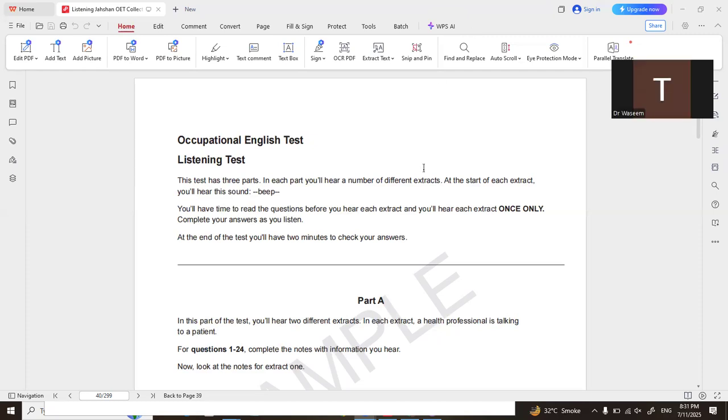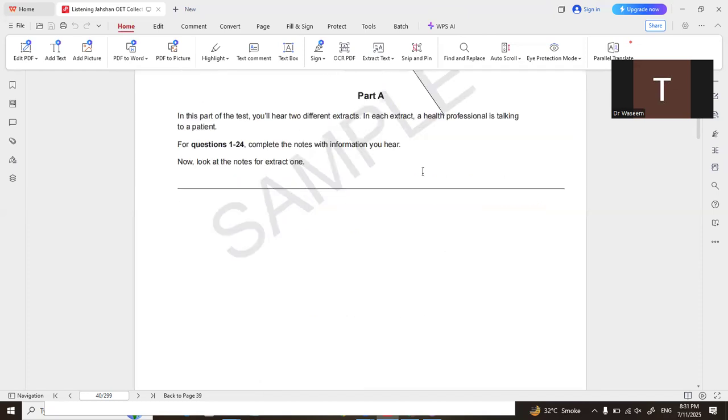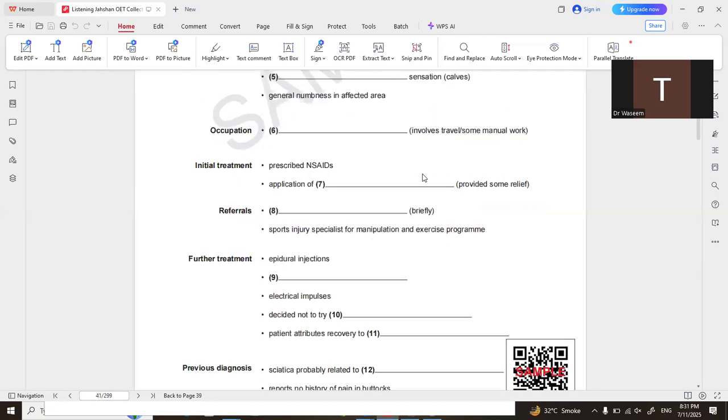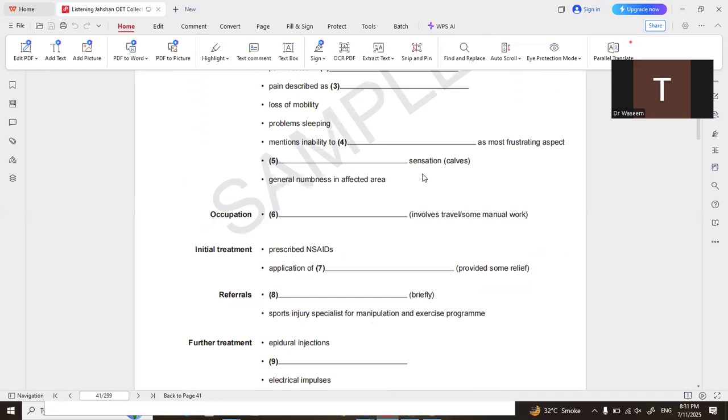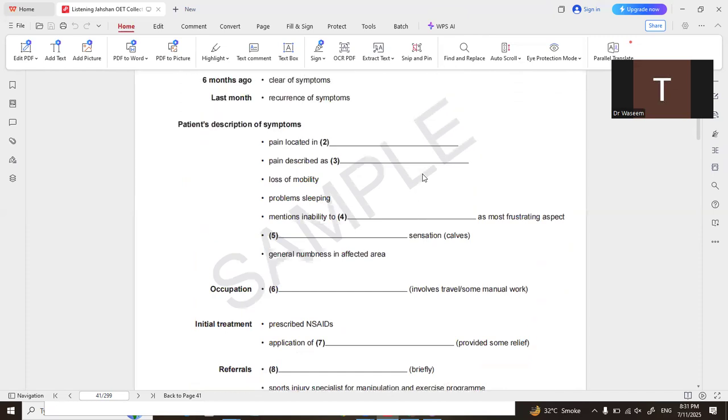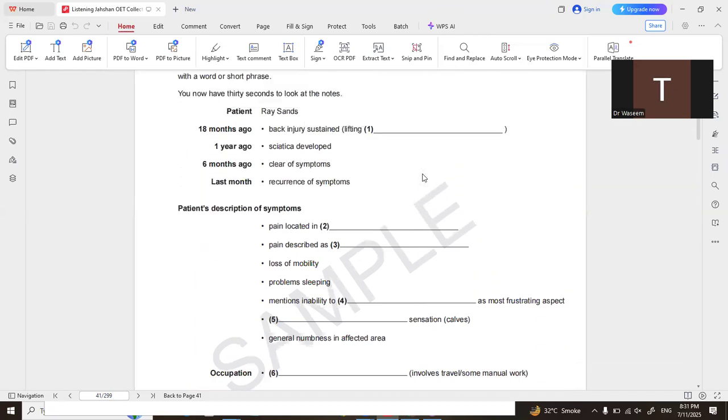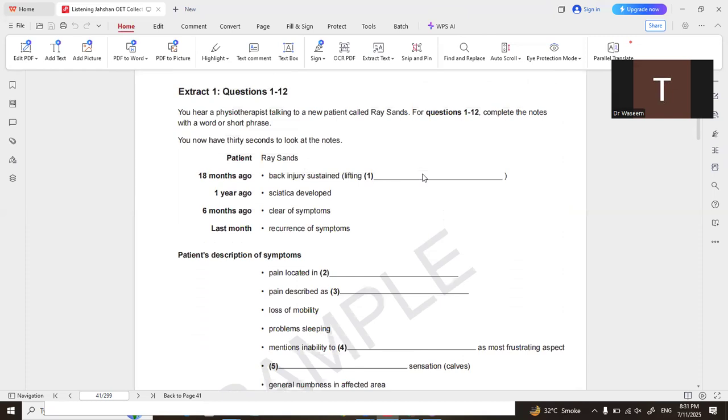Okay. Now, so this is your part A. See, whenever you are given the test, the listening, see, listening is very important, and it takes a lot of focus. You have to be very, very focused while you're doing listening. So whenever they are giving you, you know how to do it, right? So I'm not going to go much in details.